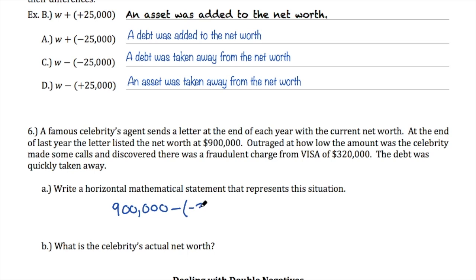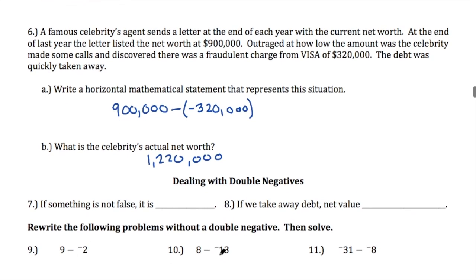Well, we really want to take away this fraudulent or incorrect debt. So the first minus, subtraction, taking away, the negative inside the parentheses is really showing that it was a debt that we're taking away. So intuitively, you should kind of say, oh, we really need to add these two numbers together to get to our total net worth. So $1,220,000 should be the actual net worth.